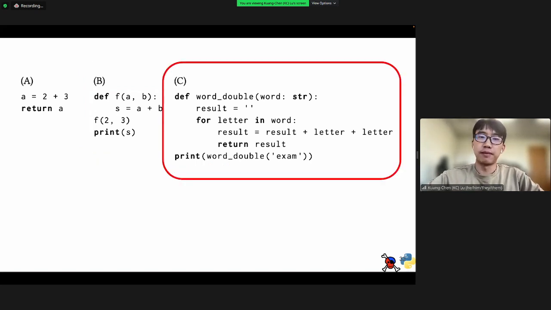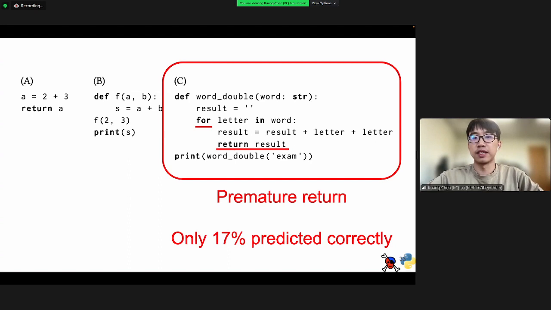Let's look at the last program. This program is a little complicated. You don't need to read the whole thing. The key point is that inside the for loop, we have a premature return. And only 70% of students correctly predicted the result of this program.